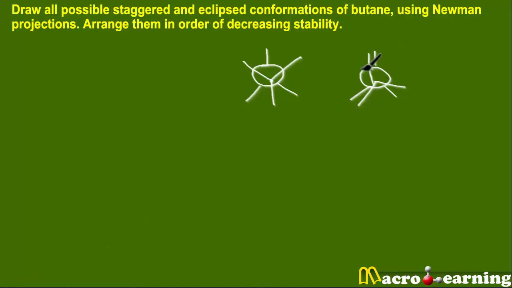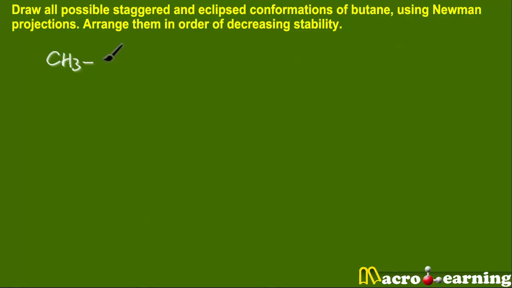So given that, we're asked to draw only the eclipsed and staggered conformations of butane. So butane is... I'm drawing out the CH bonds for these two carbons in the middle. Okay. To make it easier for us to transform it into Newman projections.